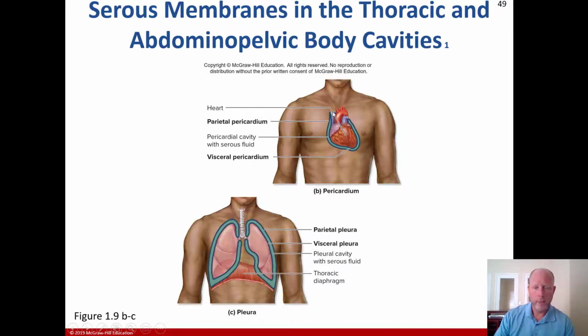And so here we are. Here's the heart, okay? And then you have the parietal pericardium out here, and you have the pericardial cavity with the serous fluid there, and the visceral pericardium inside there, okay? And the parietal pleura for the lungs on the outermost portion there, the visceral pleura on the inside there, and then you have the pleural cavity between them with serous fluid, and the thoracic diaphragm here.